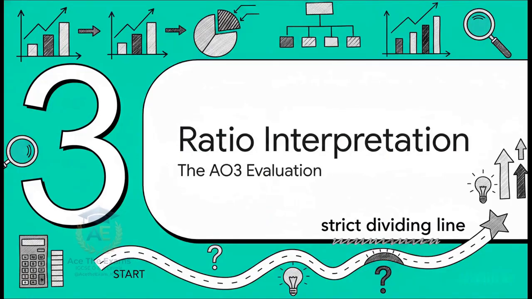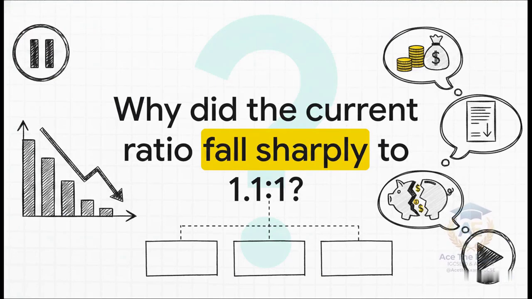All right, let's dive into Section 3, Ratio Interpretation and Evaluation, which is all about hitting those AO3 evaluation marks. We are going to do a little interactive practice right now. I literally want you to pause this explainer in a second. Look at this scenario on the screen. If an exam question asks you to evaluate exactly why a business's current ratio fell sharply from 2.5 to 1 all the way down to 1.1 to 1, what would you write? Pause the playback, try to think of 3 specific real-world reasons, and then hit play when you're ready.